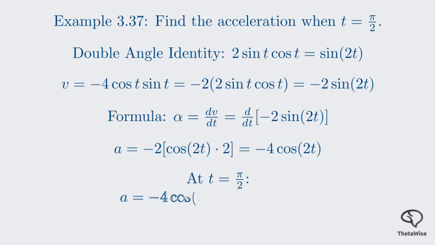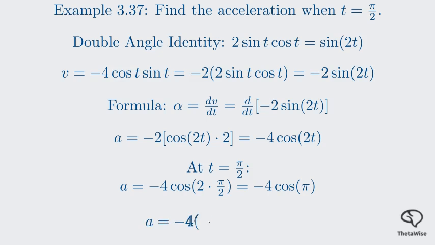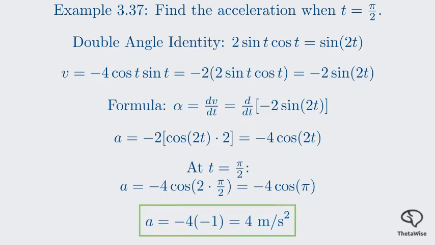Finally, we evaluate this at t equals pi over 2. 2 times pi over 2 is pi. Cosine of pi is negative 1. So a equals negative 4 times negative 1, which is positive 4 meters per second squared. The positive sign means the acceleration at that moment is in the positive direction. And just like before, our answer is verified by the memo.